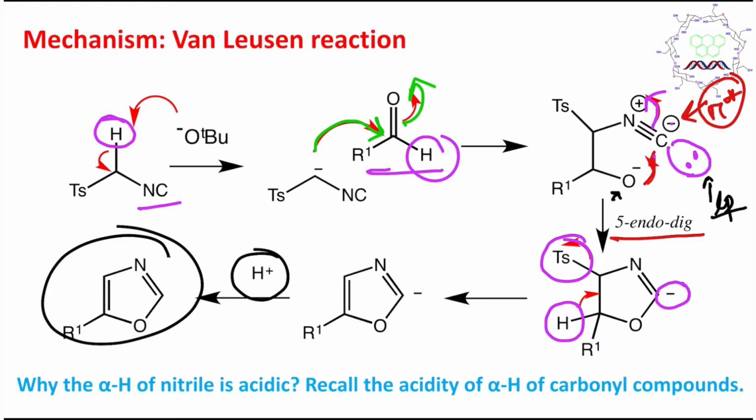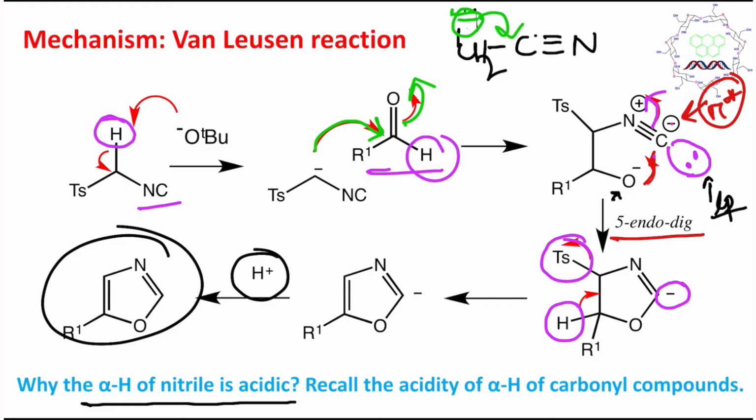this final oxazole derivative. Now a question may come: why is the alpha hydrogen of the nitrile acidic? Similar reason, students. This is a nitrile, and you can consider this the alpha proton. If this alpha proton is abstracted, what will it produce? A carbanion, and this carbanion is in conjugation with CN. That's why it is stabilized.